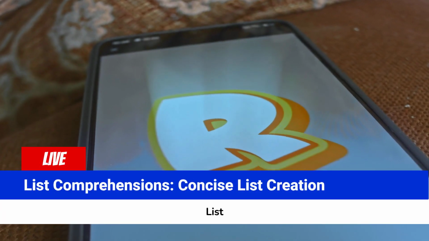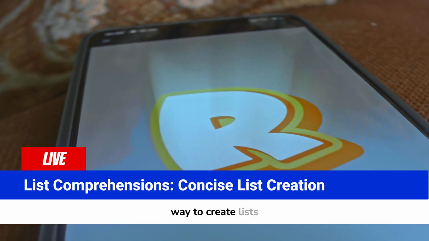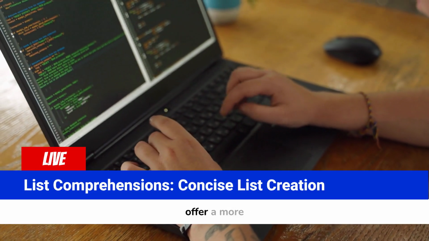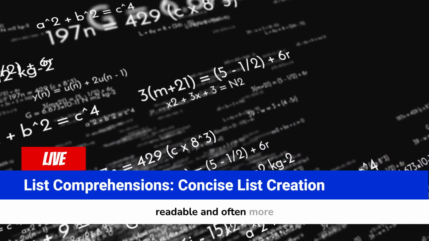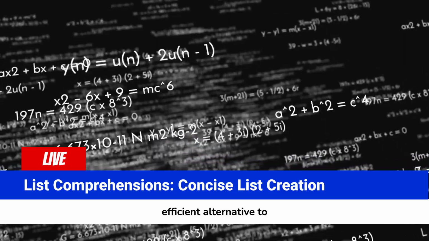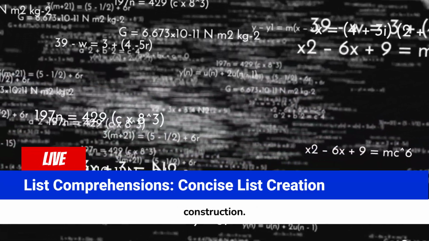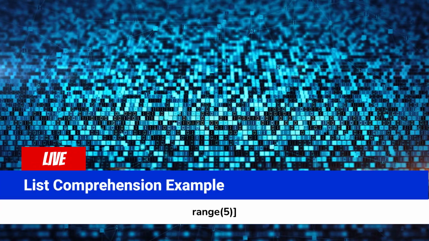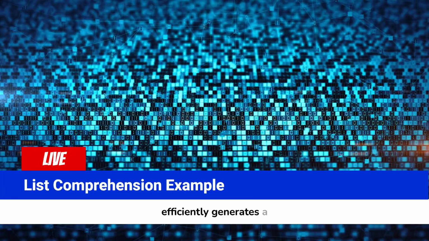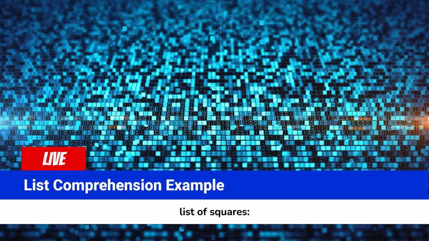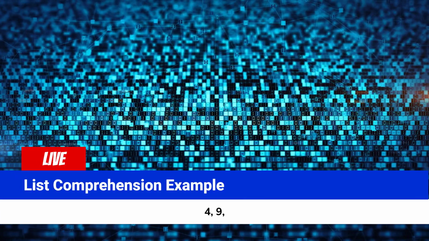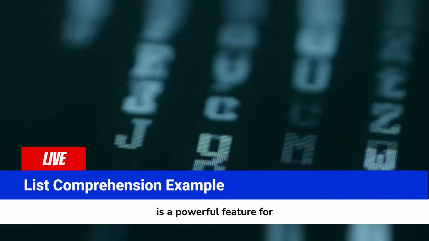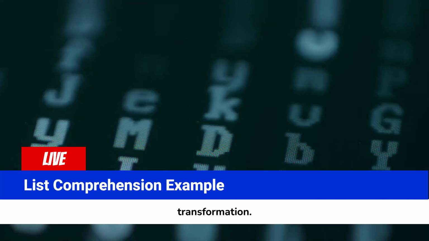List comprehensions provide a concise way to create lists based on existing iterables. They offer a more readable and often more efficient alternative to traditional loops for list construction. For example, x**2 for x in range(5) efficiently generates a list of squares: 0, 1, 4, 9, 16. This syntax is a powerful feature for data transformation.